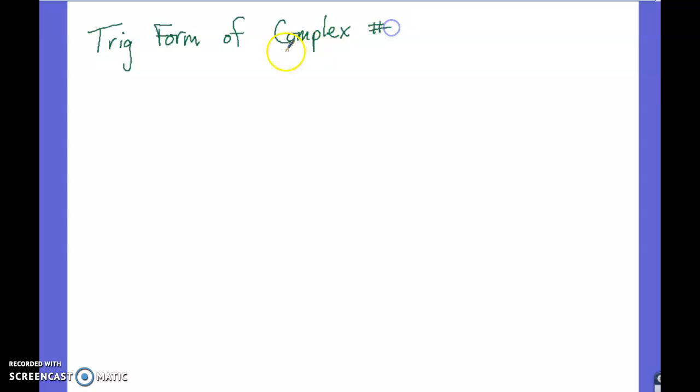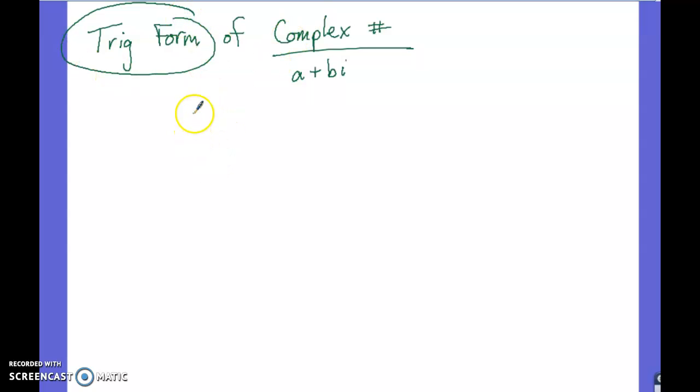Because we're familiar that a complex number can be written in the form a plus bi. You can actually rewrite any complex number as a trig equation, which probably seems really, really weird. But let me just give you a quick synopsis and why I want you to know that.